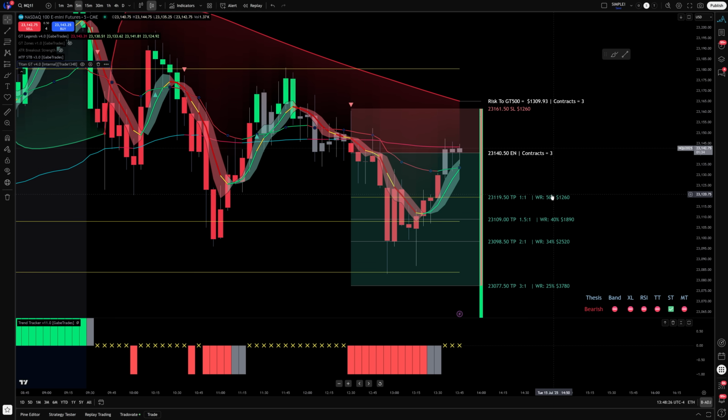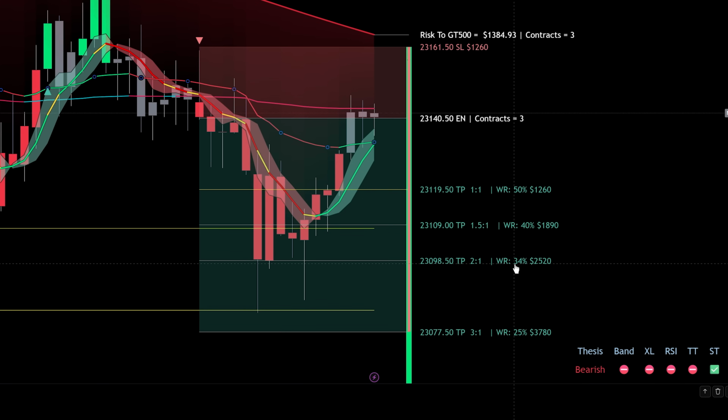at a 1-to-1. If you're targeting a 1.5-to-1, you need to win 40% of your trades to break even or more to be profitable. At 2-to-1, 34% to break even or more to be profitable. And at 3-to-1, you need to win 25% of your trades to break even or more to be profitable. Now, as you can see, there's an inverse relationship, right? The more reward you seek, the less win rate you need.